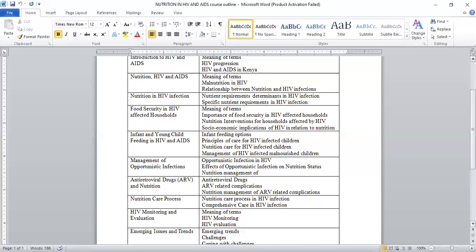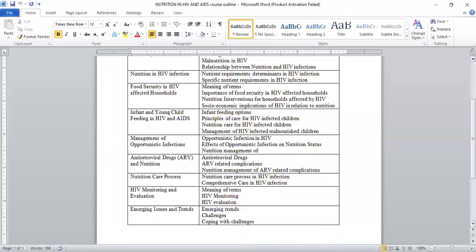Then we will also discuss the ARVs, the antiretroviral drugs, and nutrition, because we have some key precautions which these patients are supposed to take, especially when they are taking the medicines. We have some food which they need to avoid, and others they need to ensure that they eat to ensure the efficacy of the drug. Then we will also cover the nutrition care process, how you can manage a person from the time they get to the hospital to the time they leave, and to ensure that they are very, very satisfied.